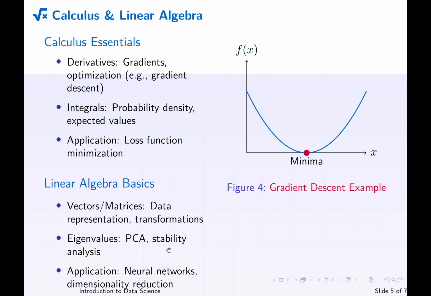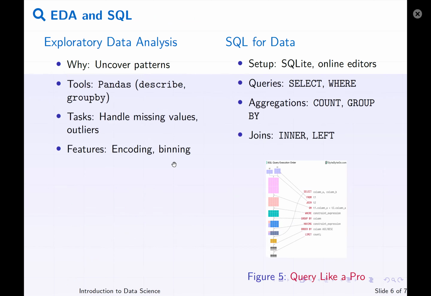So I have talked about stability analysis also, I think under differential equations in general. You have applications of this in neural networks and dimensionality reduction, where you particularly use things like PCA and I think t-SNE or something like that. All right. So next we talk about exploratory data analysis.